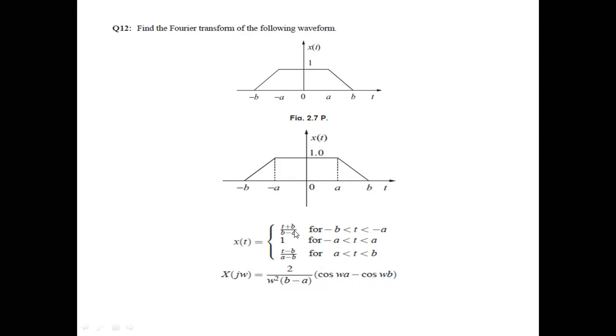See, we got x of t equal to (t plus b) by (b minus a) in the range of minus b to minus a, and 1 in the range of minus a to a, and (t minus b) by (a minus b) in the range of a to b. Okay, my dear friends. So now we solve this equation.